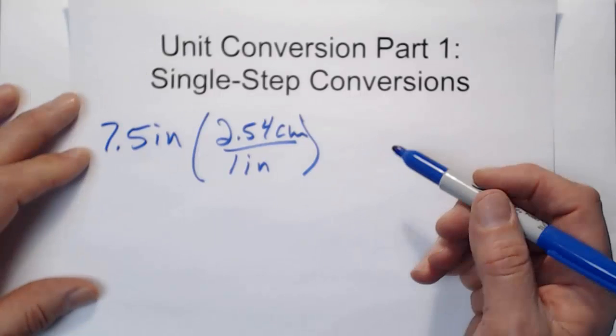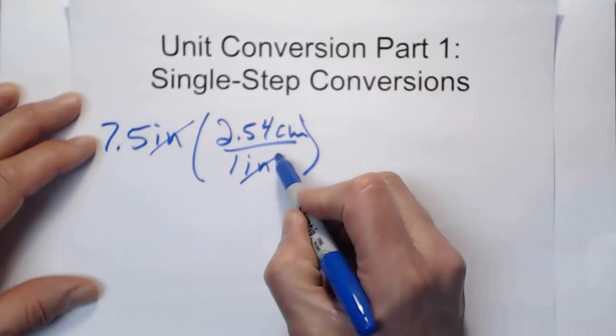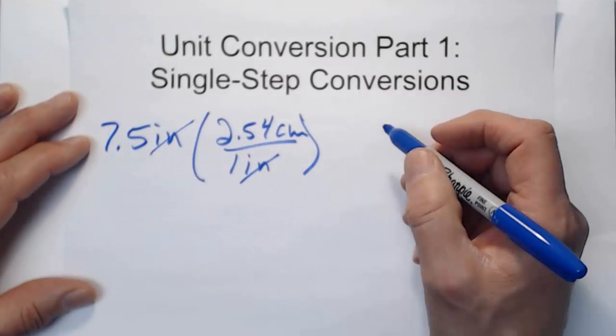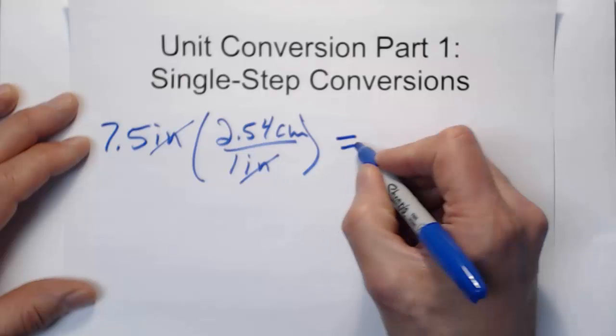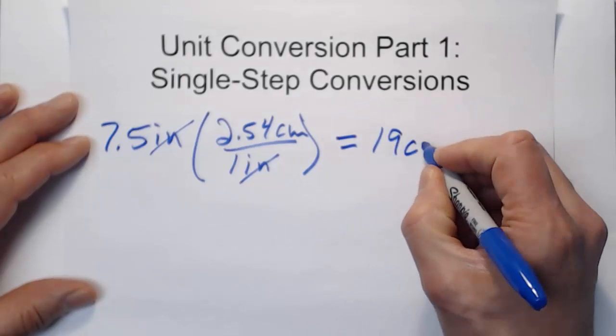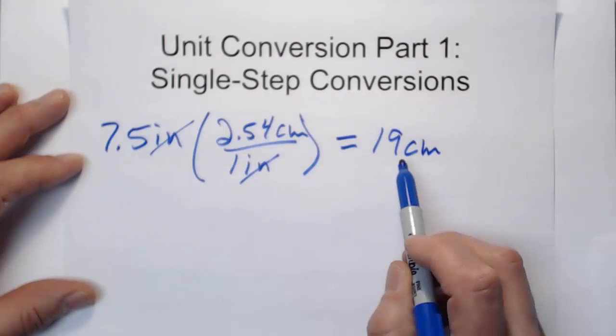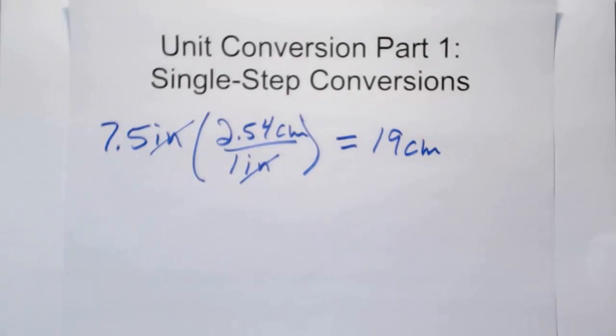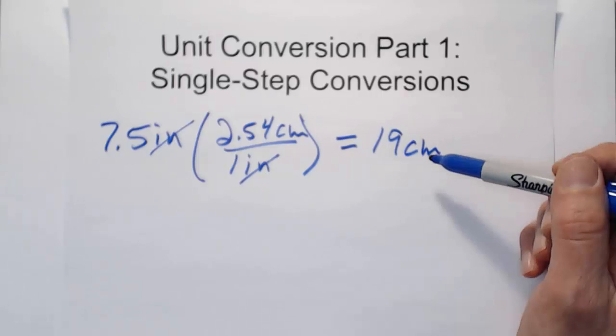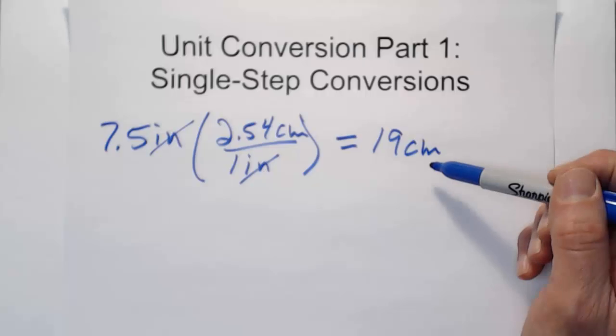Now when I multiply this, the inches divide out here, and the result I would get here would be 19 centimeters to 2 significant figures. I started with 2 here, I'll end with 2 there. So that's an example of a unit conversion. Always write down the units with any number that you happen to have.